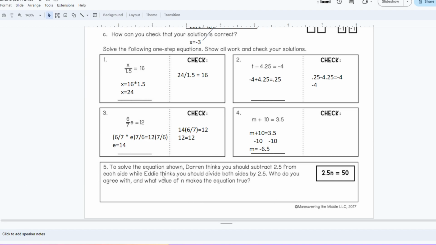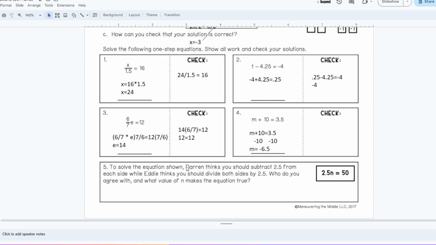All right, to solve the equation shown, 2.5n equals 50. Darren thinks you should subtract 2.5 from each side, while Eddie thinks you should divide both sides by 2.5. Who do you agree with? And what value of n makes the equation true?